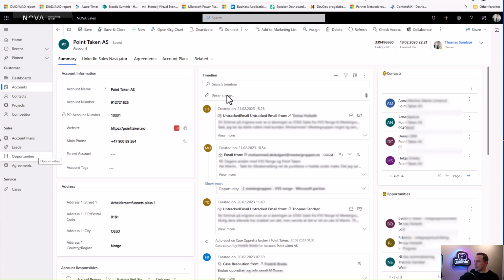So what he's suggesting is the possibility, when you enter a note, or I would also say any form of activity that might be, let's say, essential for this account, the ability to pin it so it is actually on top here. That would make a lot of sense. It would make a lot of sense.